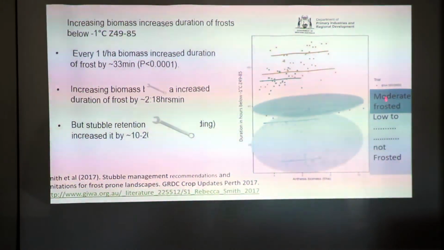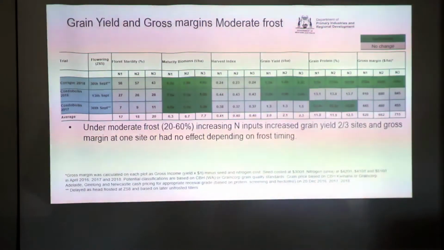If we go and have a look at these moderately frosted sites, so these are the ones where there's somewhere around 20 to 50% loss of grain yield. We can see under this moderate frost, 20 to 60% loss in grain yield, increase in nitrogen increased grain yield at 2 out of the 3 sites, and gross margins at 1, or had no effect.